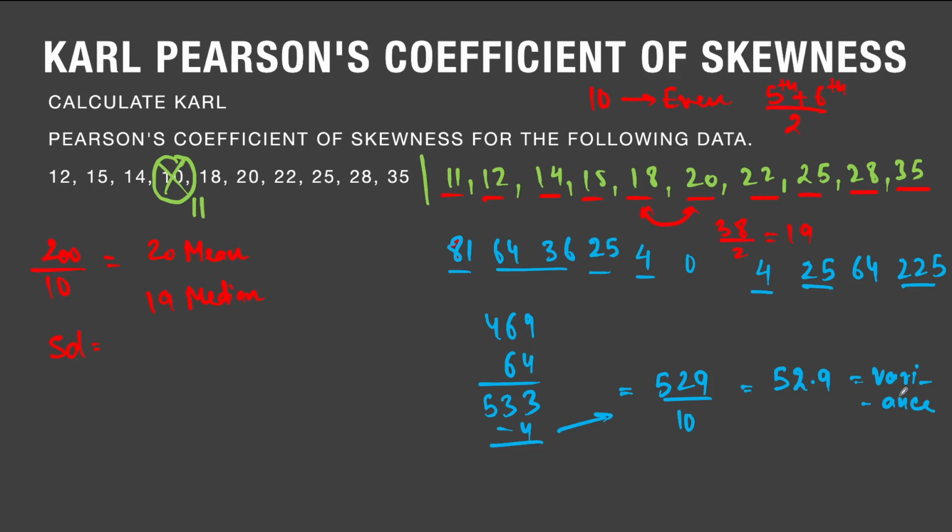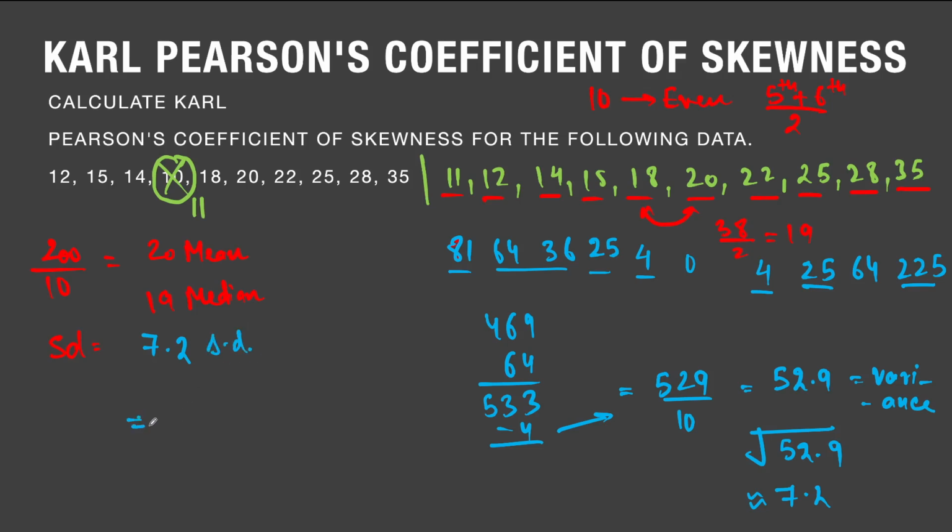Now once I have found the variance, 52.9, I need to square root it. The square root of 52.9: 49 is the square of 7, and the next one is 8, which is 64. So it is very much less than 8 and a little more than 7. I can assume it to be somewhere around 7.2. So 7.2 is the standard deviation.